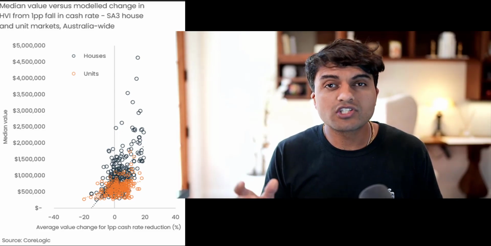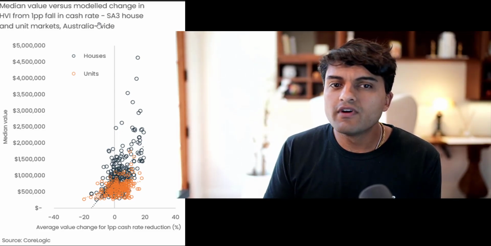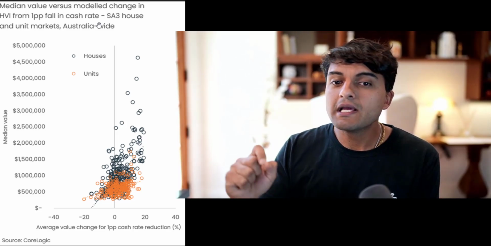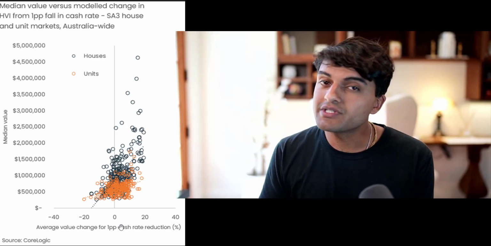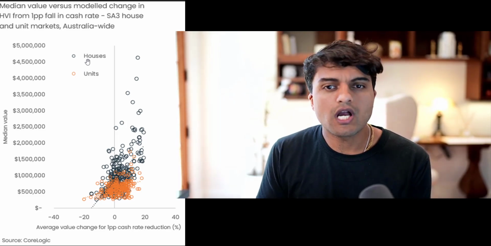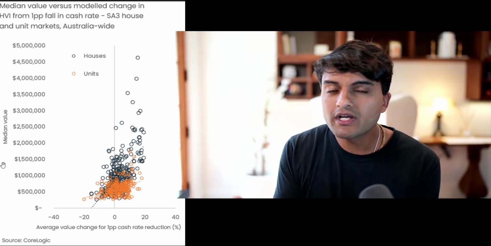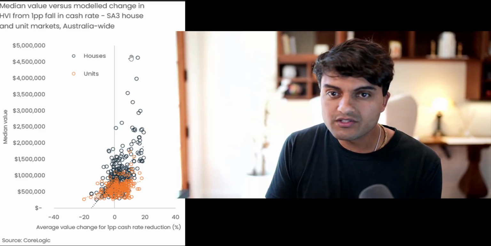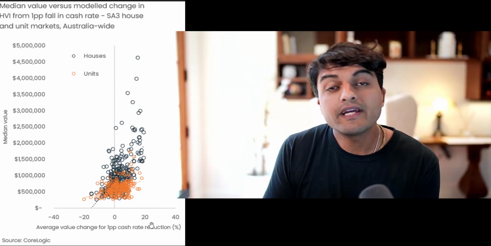In fact, CoreLogic shared a chart where it said that median value of house prices versus a 1 percentage point fall in interest rates mean that both units and houses generally increase in value. You can see units in the orange, houses in the black circles. If interest rates fall by 1 percentage point, that means that the majority of dwellings, which is on the right-hand side of this line, right to the zero, they increase in value.